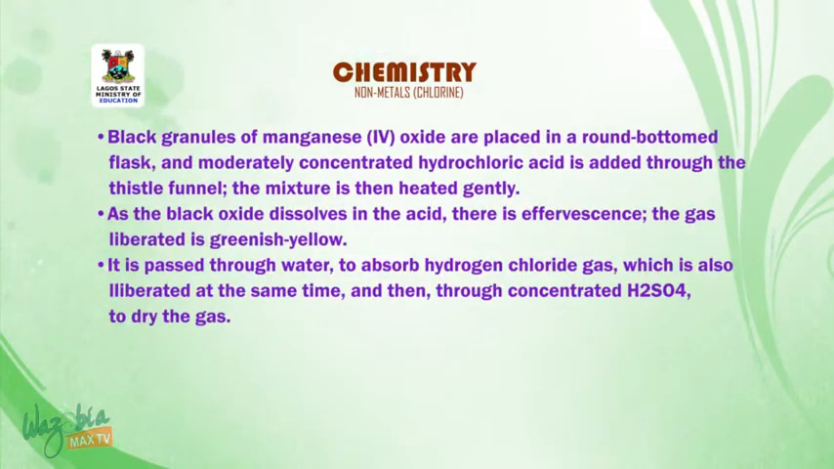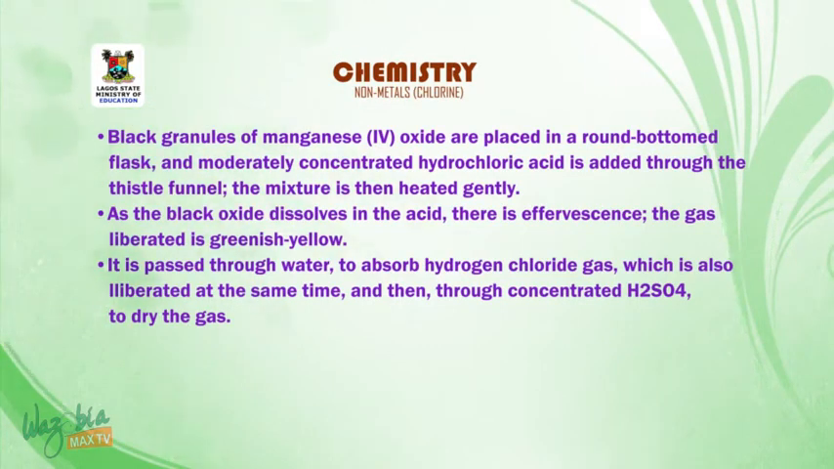Black granules of manganese(IV) oxide are placed in a round-bottomed flask, and moderately concentrated hydrochloric acid is added through the thistle funnel. The mixture is then heated gently. As the black oxide dissolves in the acid, there is effervescence. The gas liberated is greenish yellow.